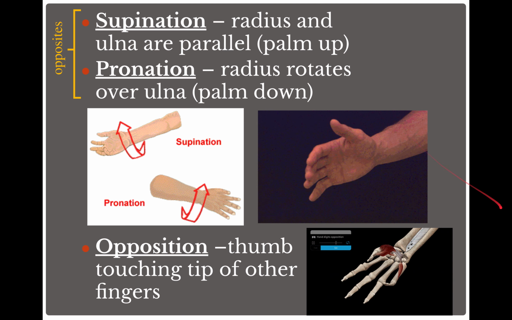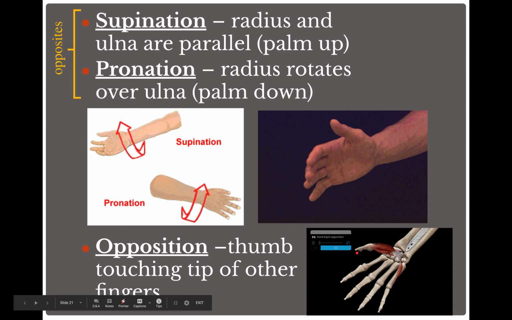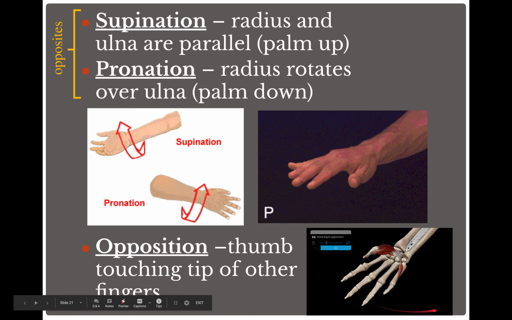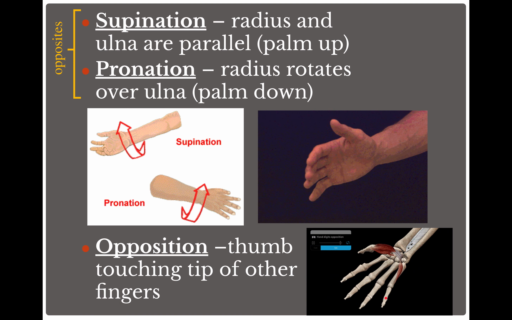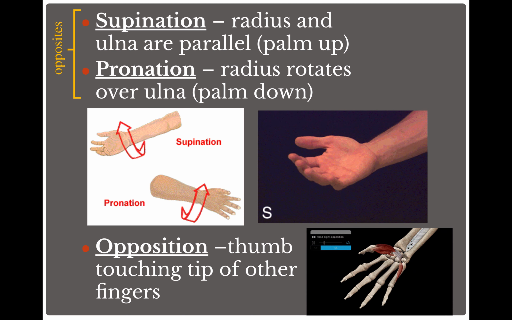And then finally we have opposition, which is just your thumb touching any other opposing finger on your hand. So opposition is due to those opposable thumbs, which you may have heard that term before.